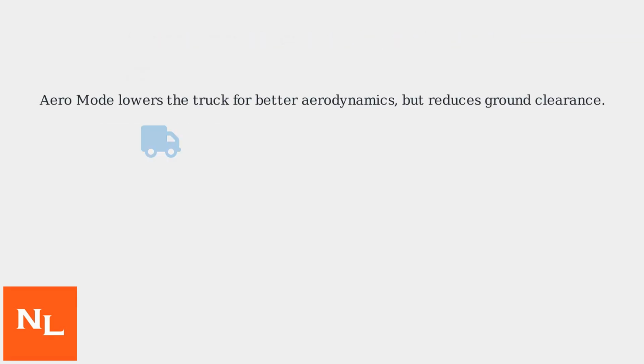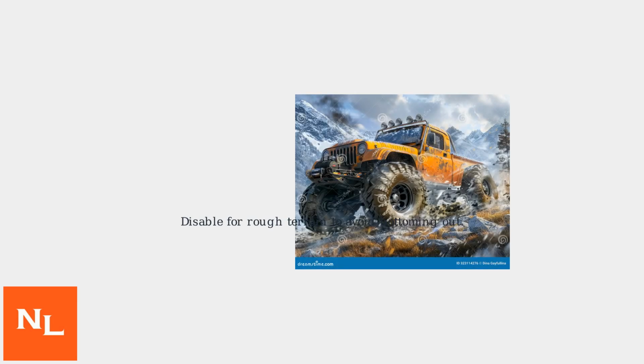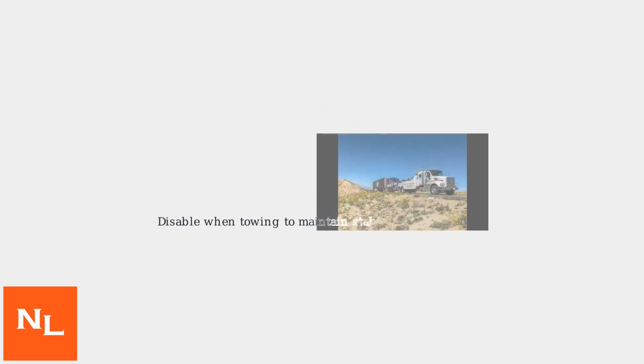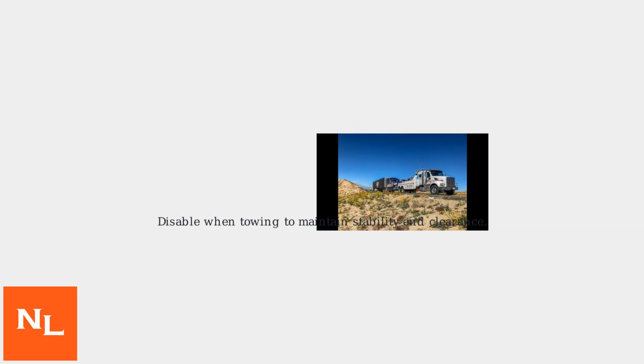Aero Mode in the Ram 1500 ETorque lowers the suspension for improved aerodynamics and fuel efficiency. However, this reduces ground clearance, so disable it in certain situations. First, disable Aero Mode for rough terrain. The lowered height can cause the truck to bottom out on rocks or uneven surfaces. Second, disable Aero Mode when towing heavy loads. Higher clearance prevents scraping and improves stability. Third, disable Aero Mode whenever maximum ground clearance is needed for comfort and capability.